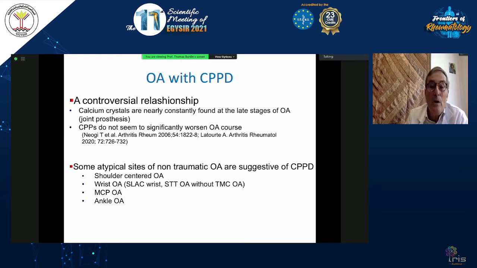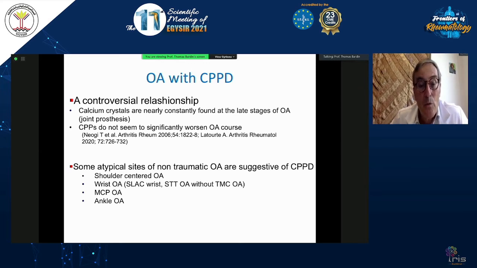However, the presently available studies have failed to show worsened outcome in OA patients with CPPD than in patients without. So we do not know exactly what is the responsibility of CPP crystals in OA development or worsening.